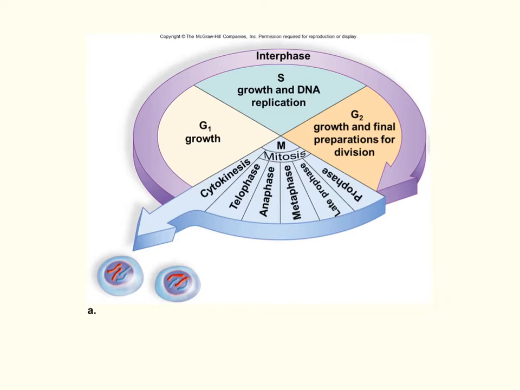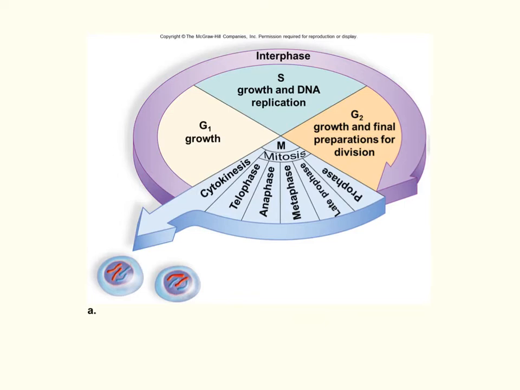Here is an image of the complete cell cycle. Just as a review, we want to see how interphase is divided into G1, S, and G2. G1 is the growth stage. S is where the copies are made, so the two sister chromatids are attached together. And then in G2 you have the preparations for actual division.